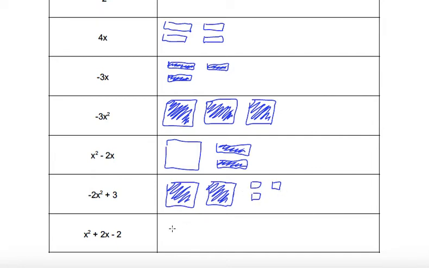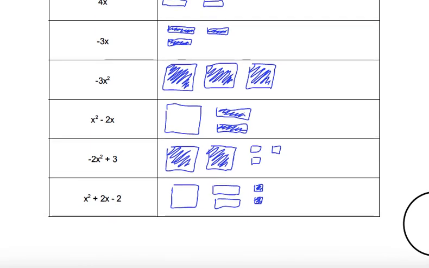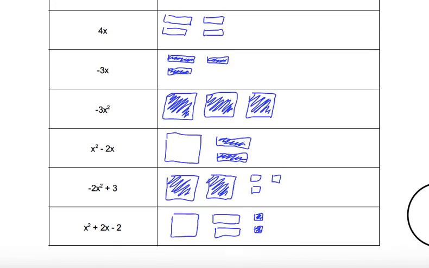And lastly, I have x squared. It's positive, so I'm not coloring in my large square. I have 2x, those are positive again, so I'm going to draw 2 rectangles that are not shaded in. And lastly, -2, so I have 2 small squares that are shaded in. So x squared plus 2x, take away 2. So using the algebra tiles, I can visually represent my expressions using a concrete method.